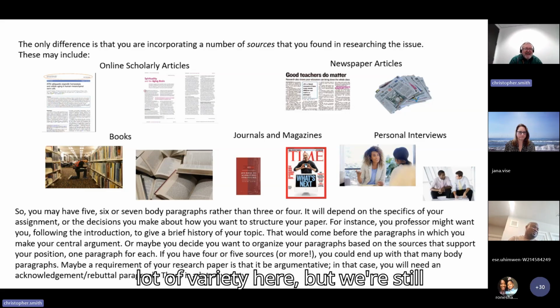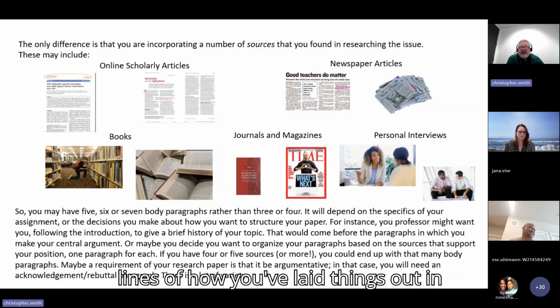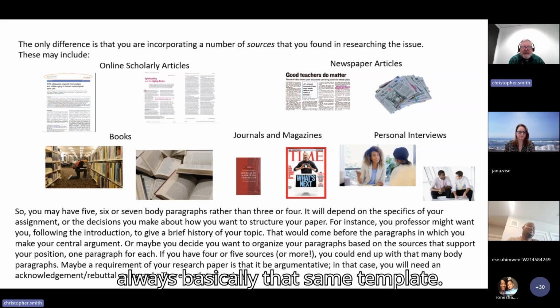It's a lot of variety here, but we're still doing the same basic thing: that introduction, those body paragraphs that are structured along the lines of how you've laid things out in your thesis, and a conclusion. Always basically that same template.